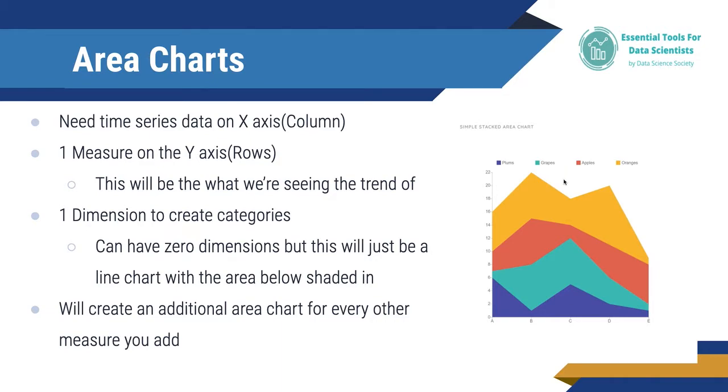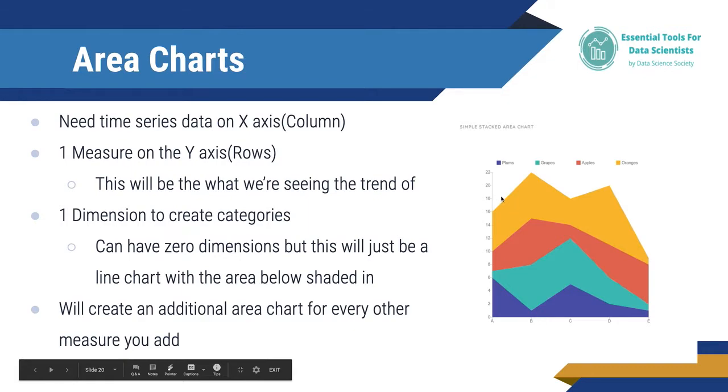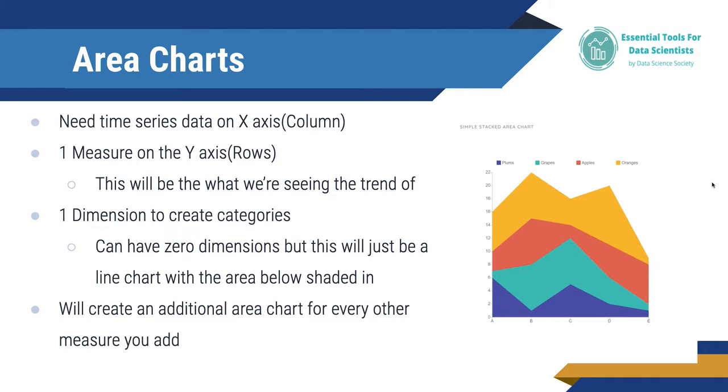You can have zero dimensions in theory. There'll just be a line chart with the area below shaded in one color because you don't have any dimensionality to the data. You can also add more measures, but what they'll do is create another area chart for every other measure you add. So if your first measure was, say, the number of fruits you were selling, and you had another measure, let's say the number of customers that enter your store every day, then you'd have one area chart for the fruits and another area chart for the customers. Since you're fundamentally measuring different things, it wouldn't make sense to have those two in the same area chart.